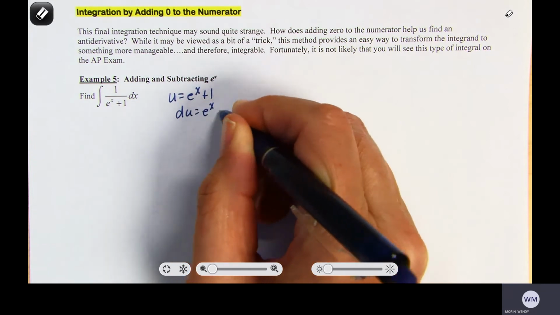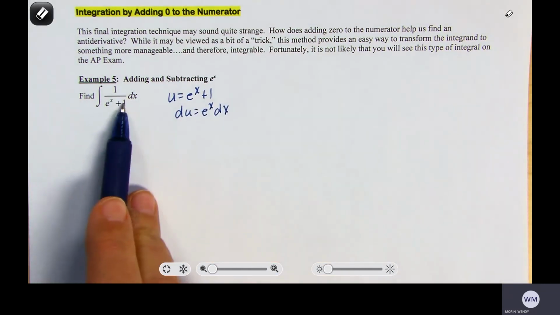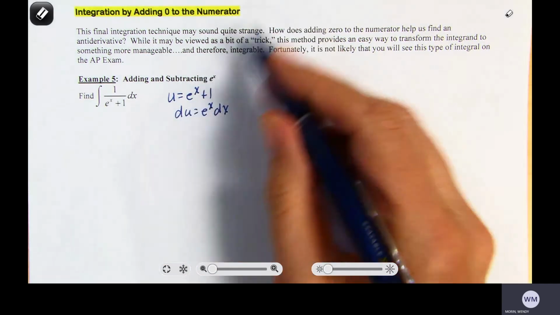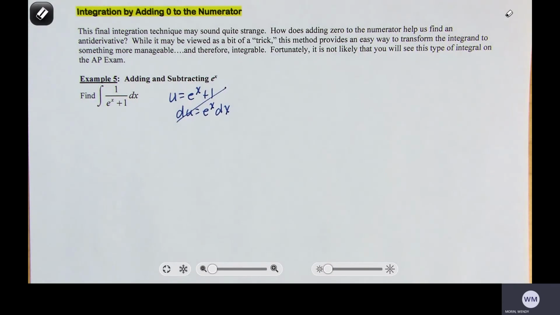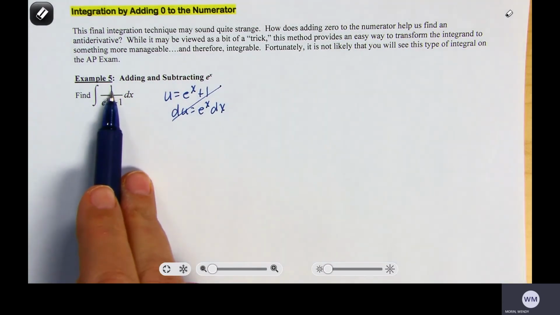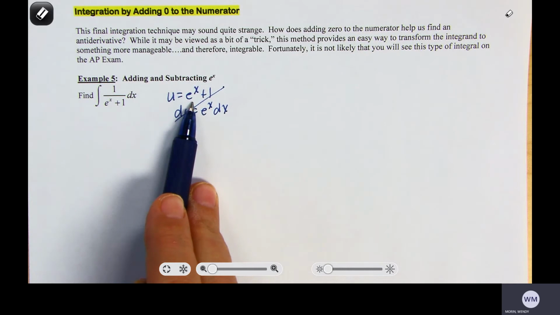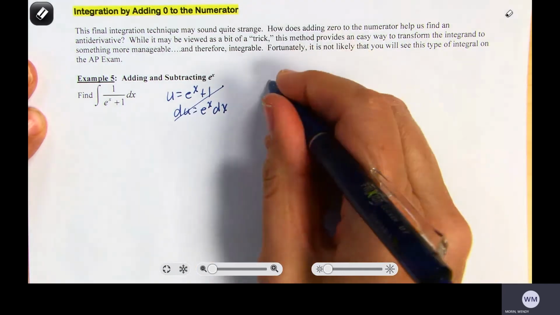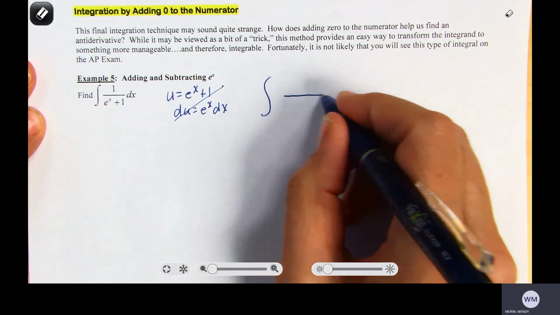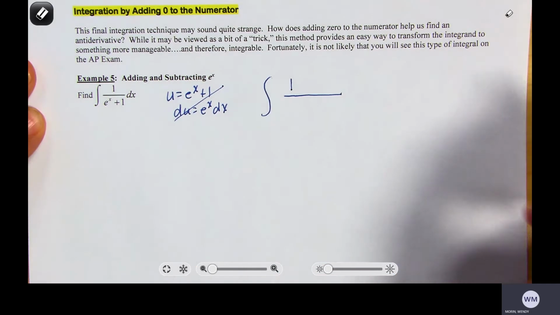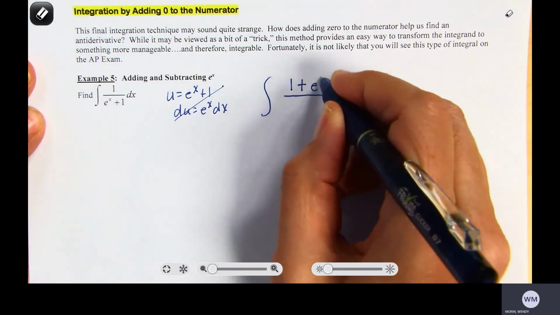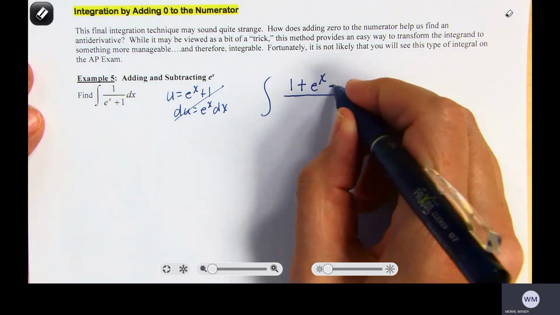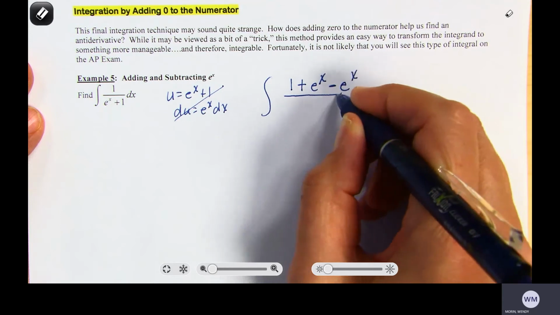du equals e to the x dx. Well, if this is my u, do I have an e to the x dx in here? I don't. So this is not going to work. Okay? I need an e to the x in my exponent in order to do that. So why don't we make an e to the x in the numerator? How do we do that? Well, easy. You have a 1 there. Let's add an e to the x in the numerator. But as we know, we can't just add it without subtracting it.